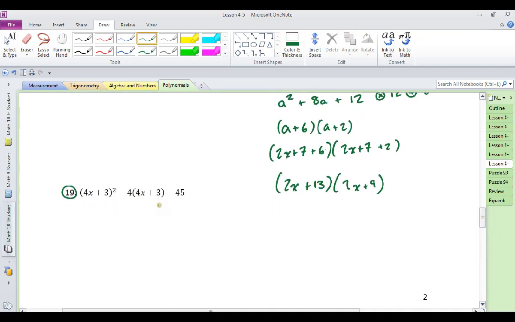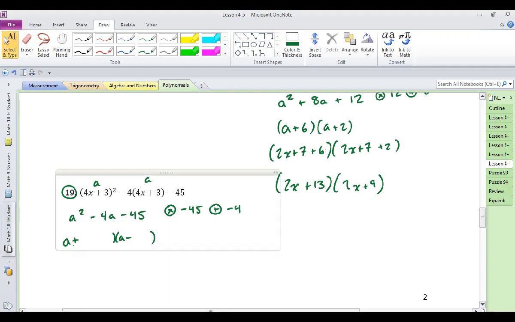Okay, and we're going to do one right here. So what do I get to do here? Say it's A. And then I rewrite. A squared minus 4a minus 45. I know how to deal with that. What do I have to multiply to? Negative 45. What do I have to add to? Negative 4. So it's a plus and a minus, yeah? What is it? This is the only part of this that requires skill, isn't it? Finding the factors.